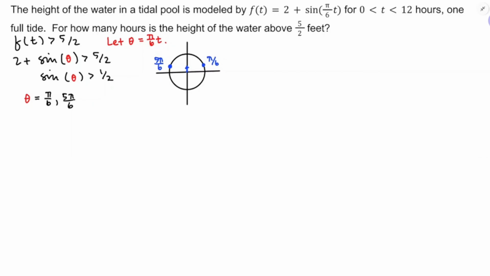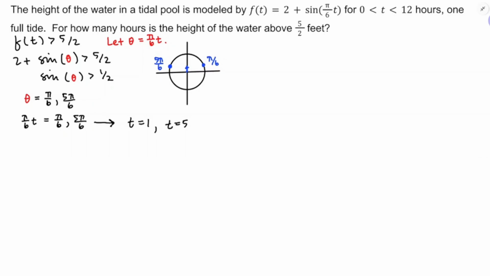Okay, I'm going to substitute on theta because I know that theta is pi over 6t. And this might be easiest to just solve with your eyes, really. What do I multiply pi over 6 by to get pi over 6? That's t equals 1. And then what do I multiply pi over 6 by to get 5 pi over 6? That's t equals 5.